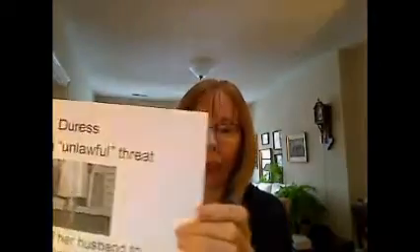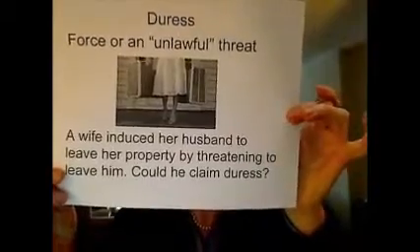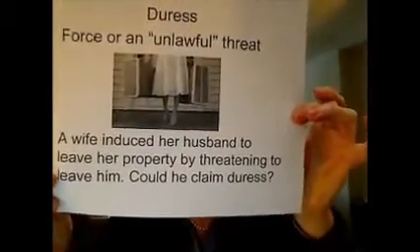All right, so now duress we talked about earlier, much earlier, weeks ago. Duress means physical force or the threat of physical force or the threat of an unlawful action. The question was kind of if a wife induces her husband to write her into his will by threatening to leave him, would that be duress? No, it wouldn't, because leaving him is not illegal.